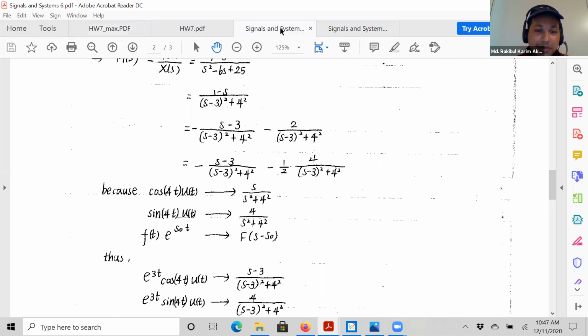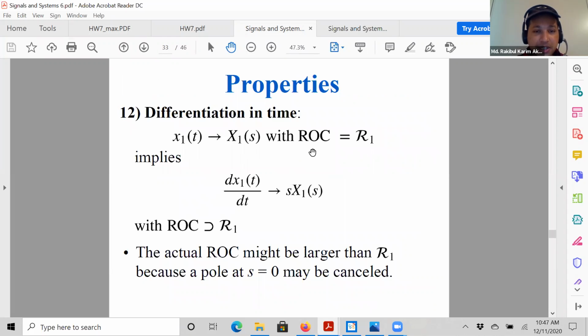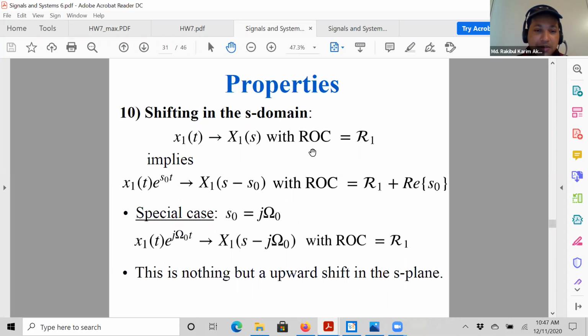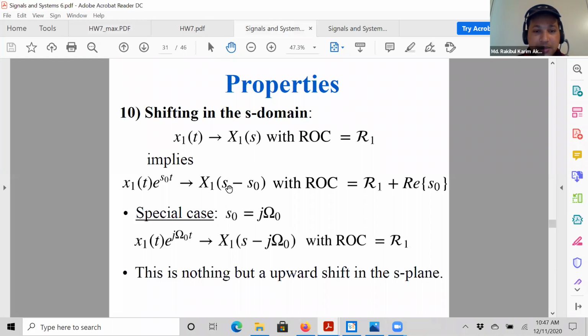I was saying there are some properties you have to always look for. This is one of the properties: shifting in the time domain or shifting in the frequency domain. Here it is shifting in the S domain. S is shifted by S naught. Then in the time domain, you have to multiply with e to the power of whatever the shift is. If this shift is 3, s minus 3, then it is e to the power 3t.